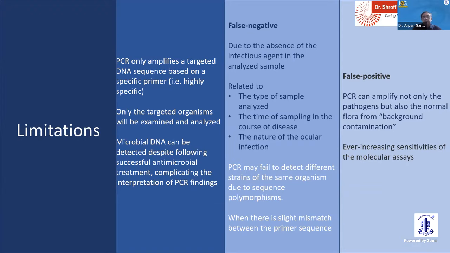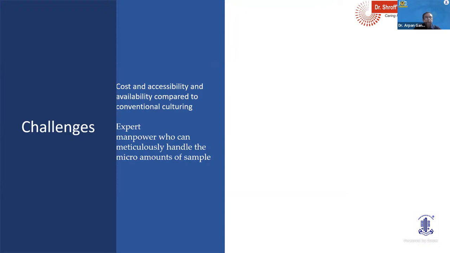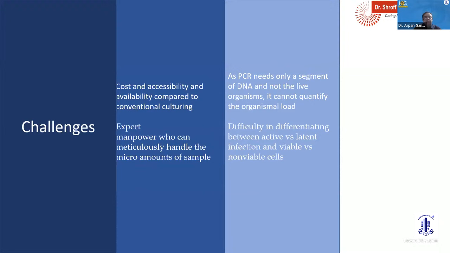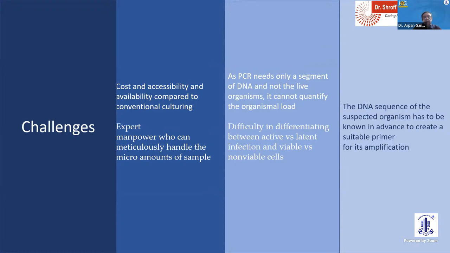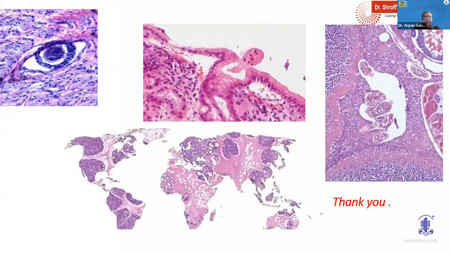Challenges in our country: the costs, the accessibility, the availability, the expert manpower who can meticulously handle these samples. And it is a segment of the DNA, not the live organism, so it cannot quantify the organism load, and it is difficult to differentiate between active and latent infection, viable and non-viable cells. The DNA sequence of the suspected organism has to be known in advance to create a suitable primer for its amplification. So thank you, with a couple of slides, pictures captured from the microscope.